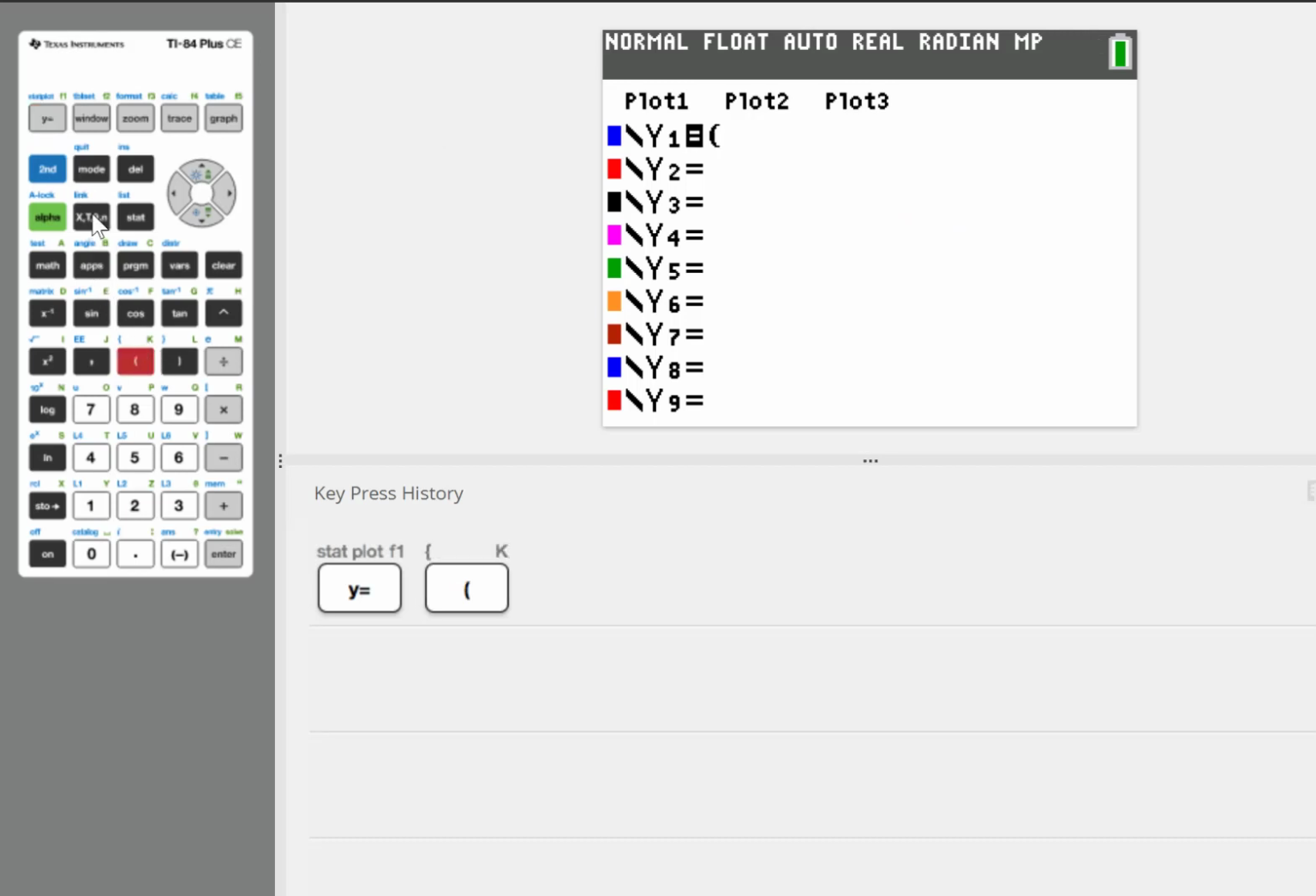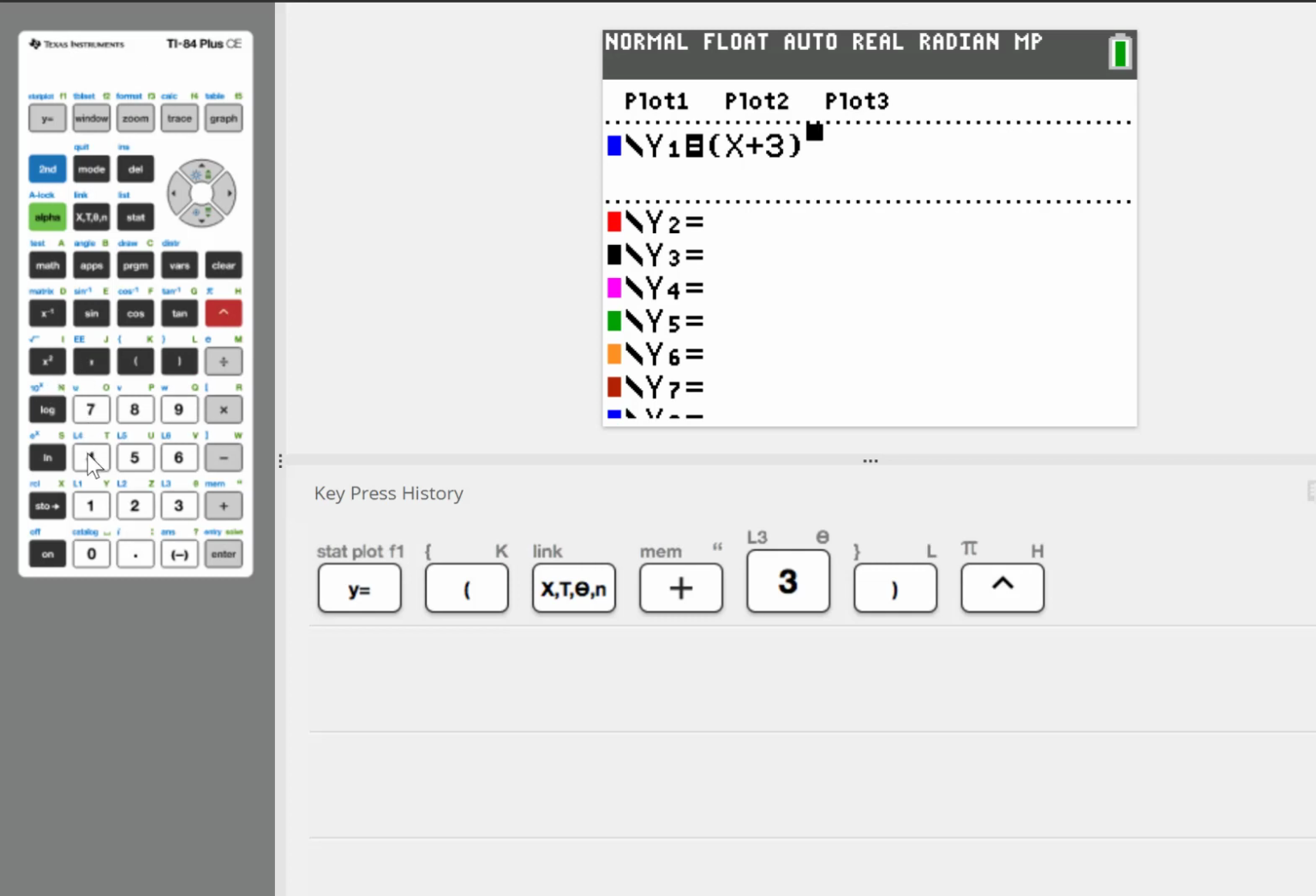It was parentheses. Here's the x button right here. X plus 3. Close the parentheses. Use the exponent button to raise it to the 4th power. Let me arrow out of the exponent, and then I had a minus. This is the negative down here. Don't use that. Minus 1.